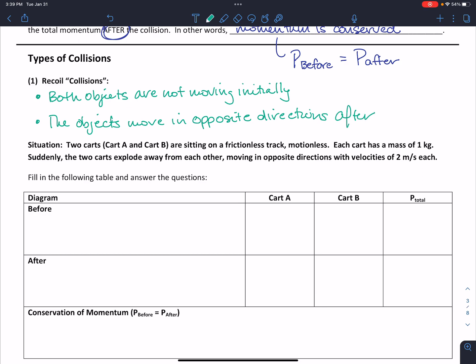All right, so initially no movement, and then afterwards they move away from each other. For an example, if you have ever watched figure skating in the Winter Olympics, in particular the pairs or the ice dancing competitions, there tend to be points during those routines where the two skaters are right next to each other and they push away from each other. That would be an example of a recoil collision. The word collision is a little misleading here because they don't really collide, they just push away from each other.